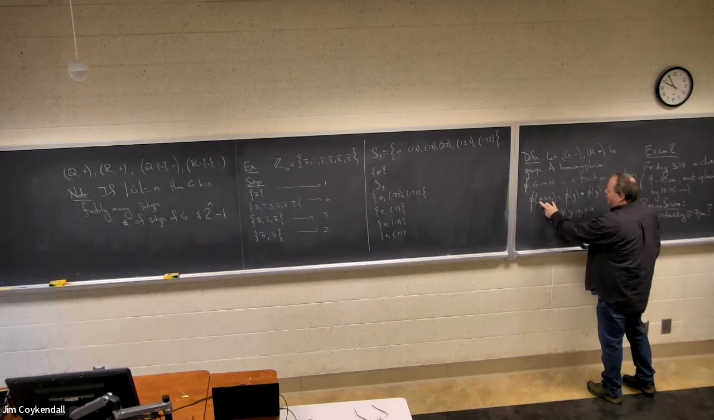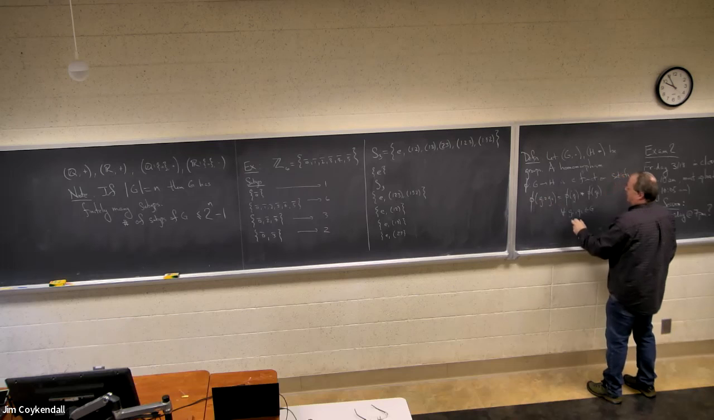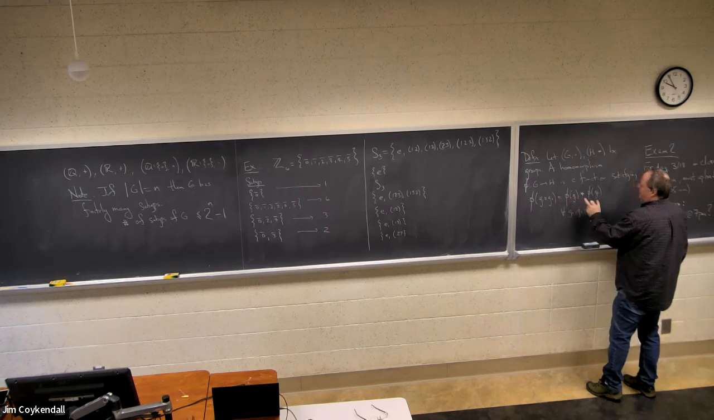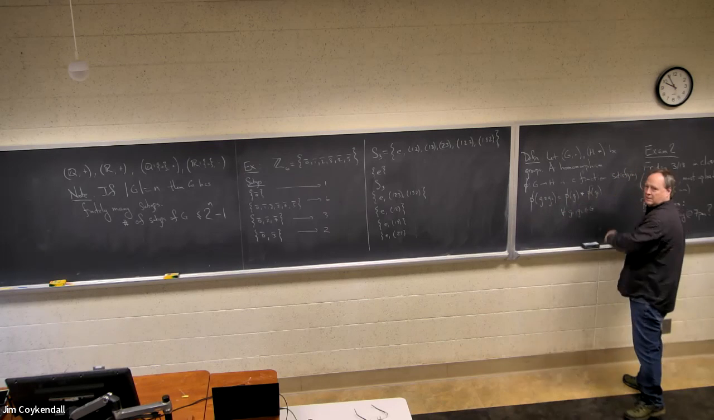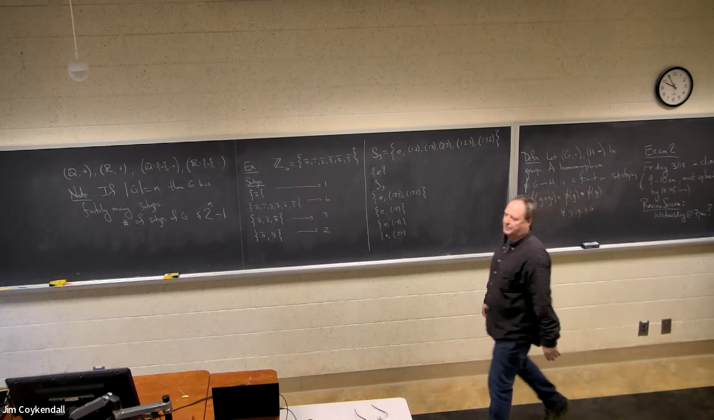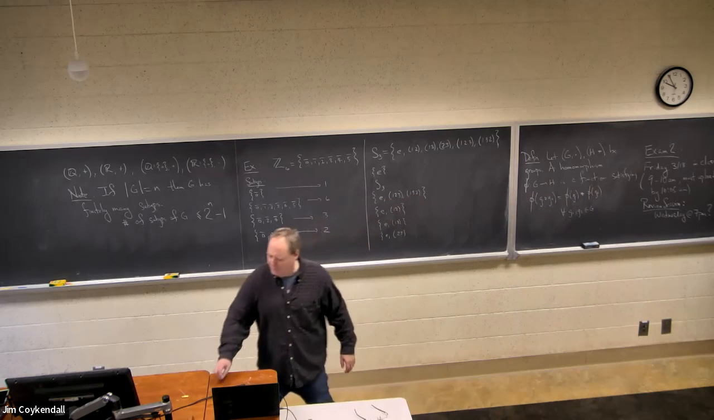Notice this is going on in G. So phi of whatever you get when you combine these two is the same thing as taking phi of g1, phi of g2, and putting them together over in H. We'll talk more about what this means next time.